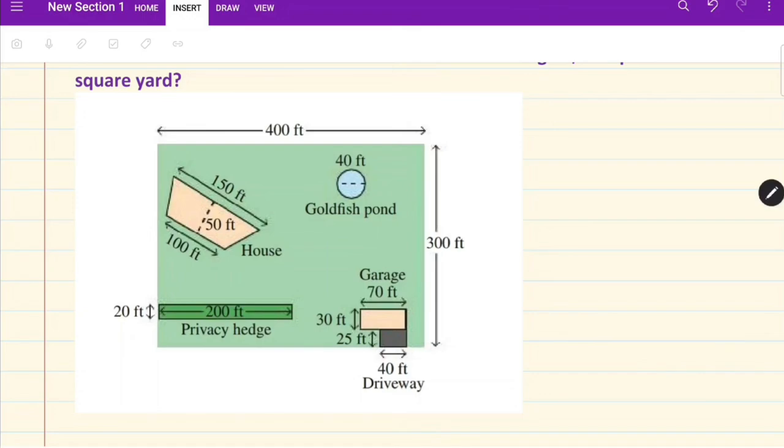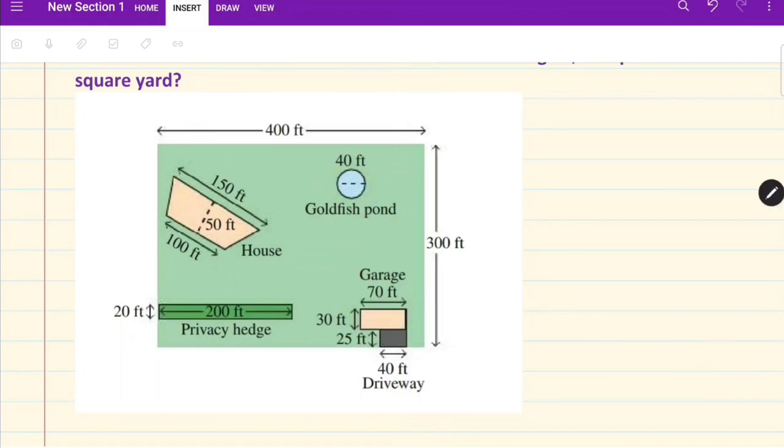All right, so when we find the area of the lawn that will need to be cut, we will have to subtract all these areas of the house, the goldfish pond, the garage, the driveway, the privacy hedge, because the lawn is around these structures, right? We have to subtract these areas where the different structures are.